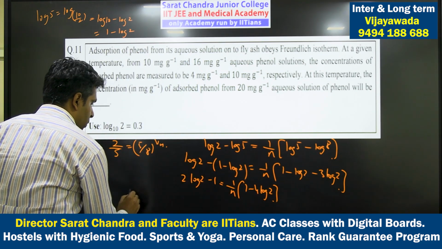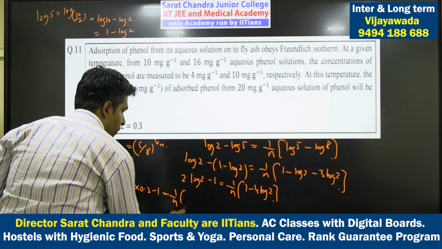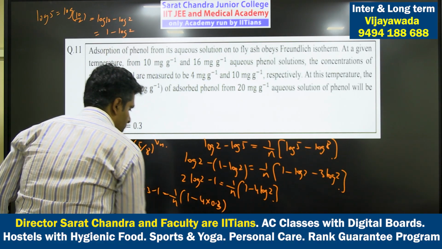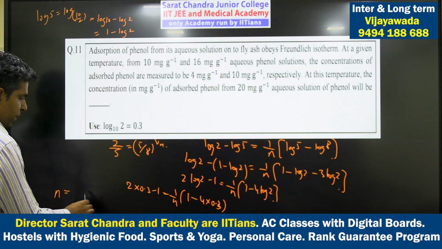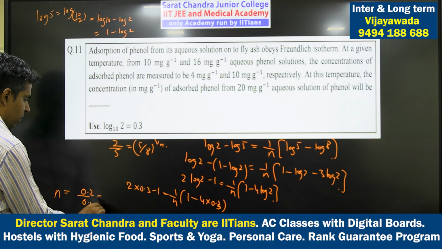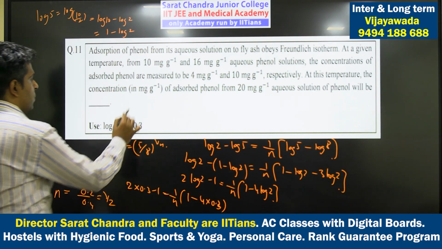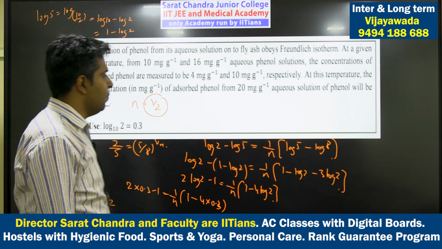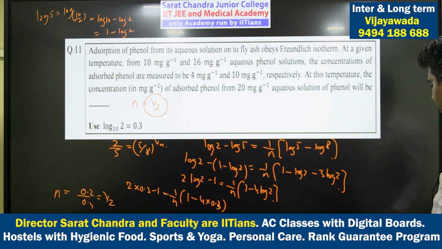So put the values of log 2, 2 into 0.3 minus 1 is equal to 1 by N of 1 minus 4 into 0.3. So N will come out to be over here. So 0.2 by 0.4, 1 by 2. So N is coming out to be 1 by 2 from over here. So the value of N is 1 by 2 first of all. Now using this value of N, for the third case we have to find out the extent of adsorption.